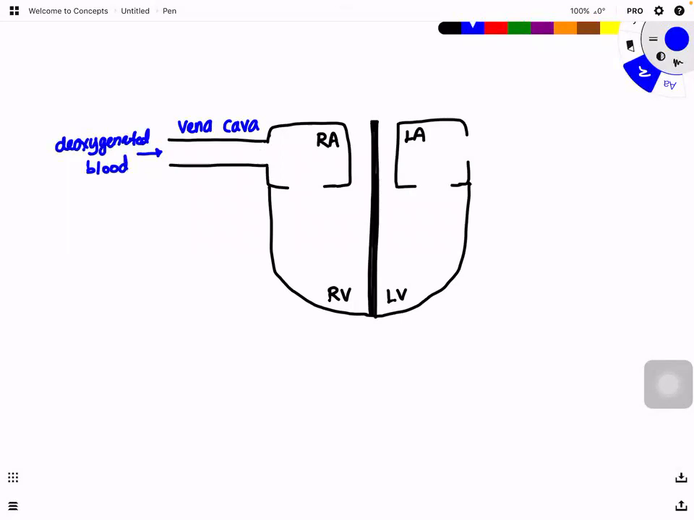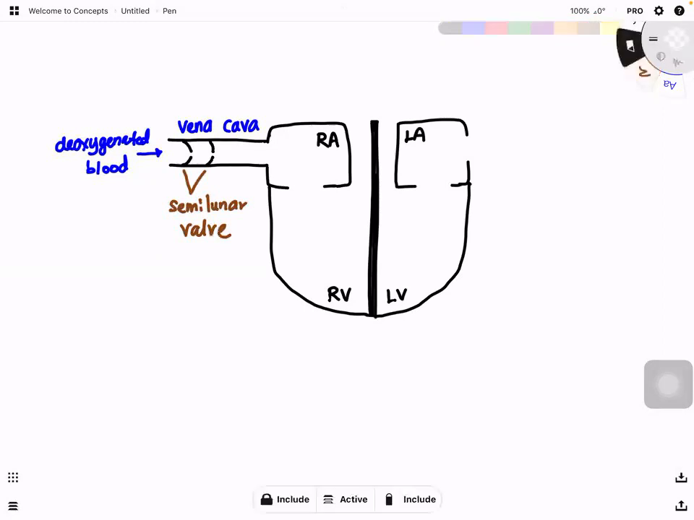The deoxygenated blood enters from here. And along the vena cava, because they are veins, we need to have valves. The valve here prevents the backflow of the blood along the vena cava. This valve is termed the semilunar valve.